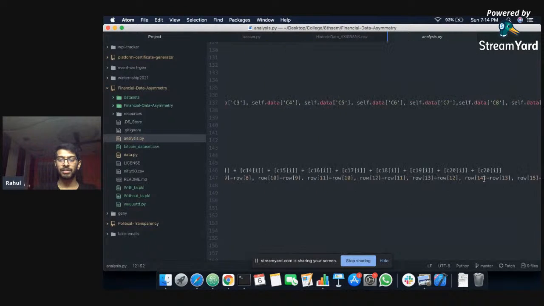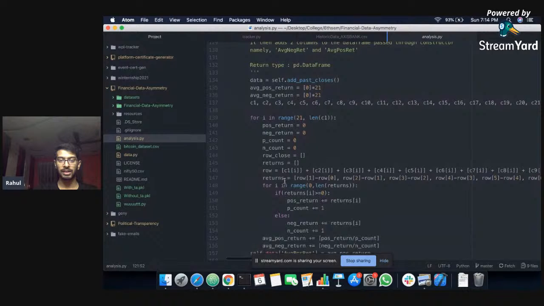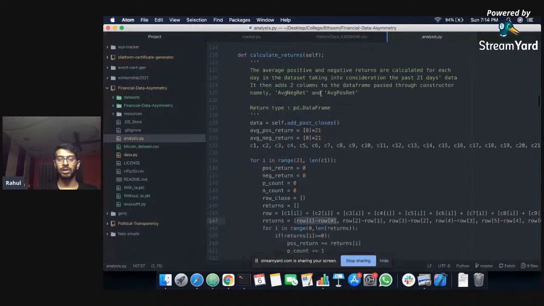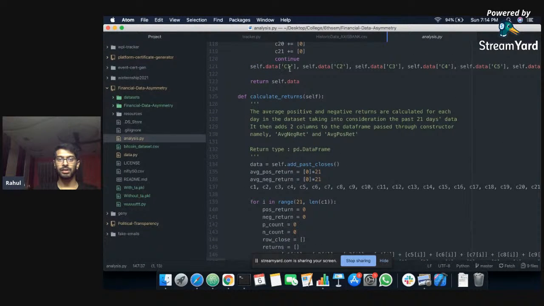And yeah, if you notice over here, this is what I was talking about. So in case we want the returns on day C1, we do C2 minus C1. In case we want returns on day C2, we do C3 minus C2. Returns on C3 is nothing but C4 minus C3.